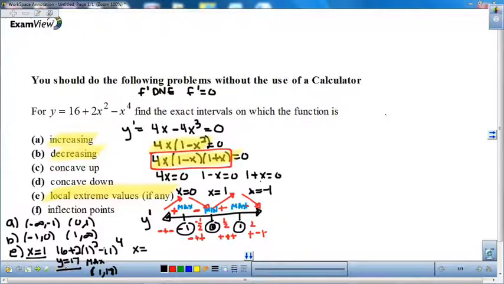When x is equal to 0, my y value is 16. So that is my min. My min is 16 and it occurs when x equals 0. And when x equals negative 1, there is another local max, which is going to be 17. So I'm going to have two maxes at (1, 17) and (negative 1, 17). And I'm going to have a minimum at (0, 16).